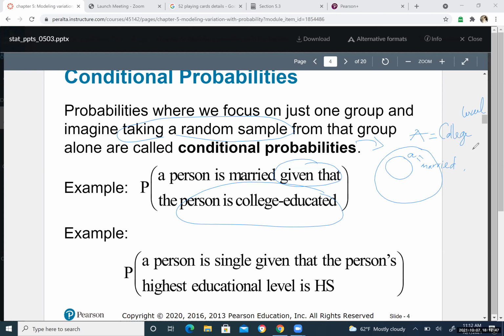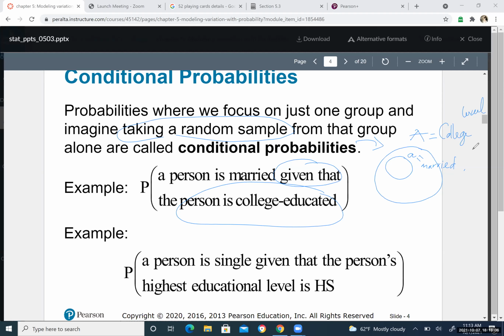So the word "given that" is all the time talking about a bigger group. So when you find probability, there will be a formula for this. I will show you later. Right now, you just need to understand the key terms, how they describe it.